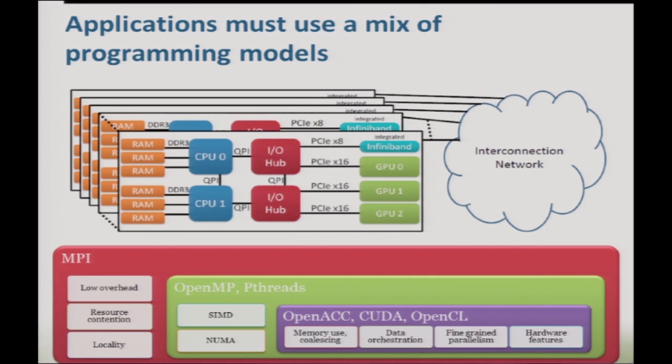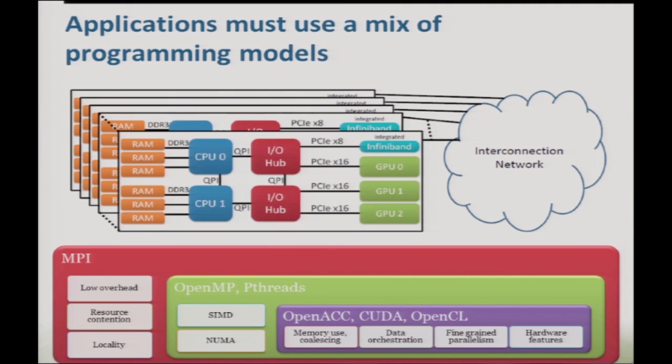Now, if you look, everyone's still using MPI across the system. So whenever you have multiple nodes and they have to talk to one another in a distributed memory fashion, everyone's using MPI for that. And you have to worry about things like keeping the overhead low, resource contention in the network, and locality, having the data where you need it.